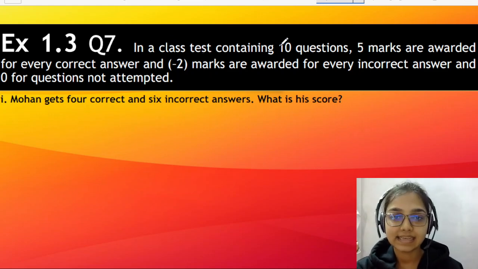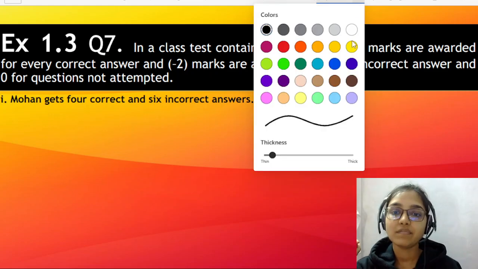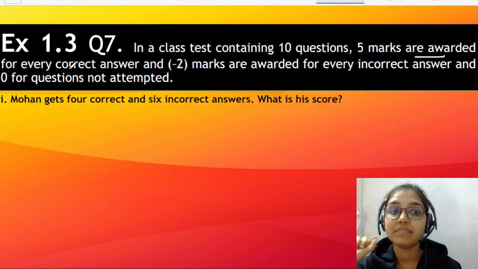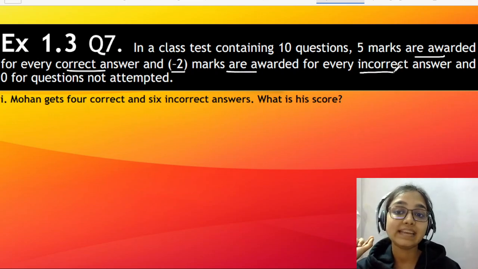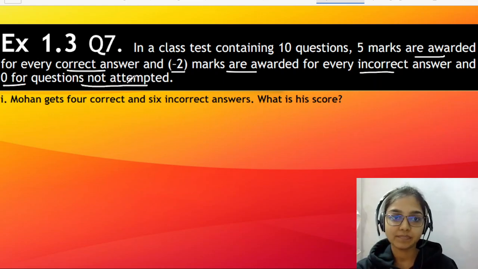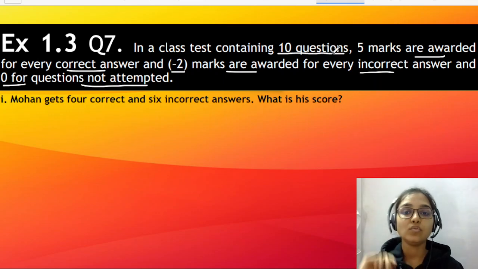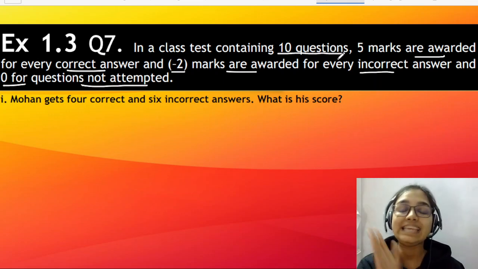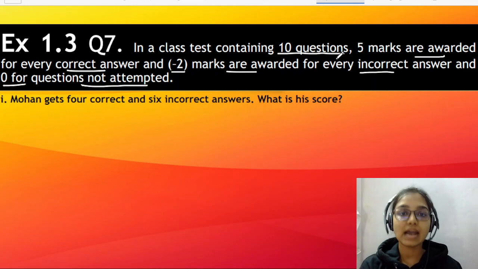In a class test containing 10 questions, 5 marks are awarded for every correct answer and minus 2 marks are awarded for every incorrect answer, and 0 marks are awarded for the questions which are not attempted. So the class test contains a total of 10 questions and we know how many marks are allotted for each incorrect, correct and unattempted question. Now this question has subparts, and we are going to solve each subpart one by one.